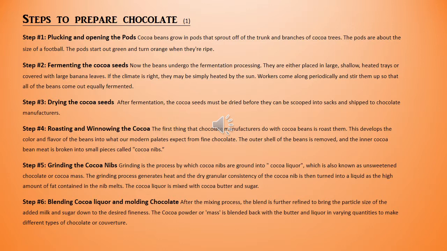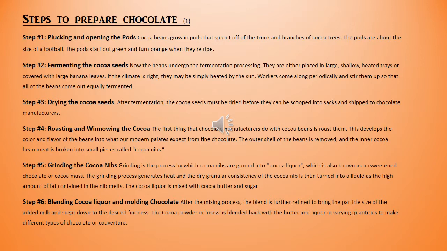The first step is the plucking and opening of the pods. The cocoa beans grow in pods that sprout off the trunk and branches of cocoa trees. The pods are about the size of a football. These pods start green and turn orange when they're ripe, like any other fruit or vegetable.